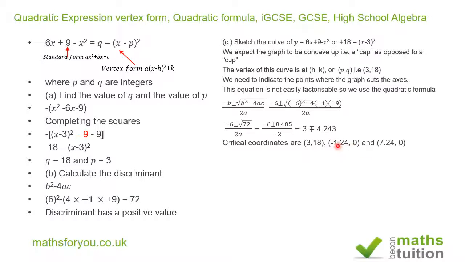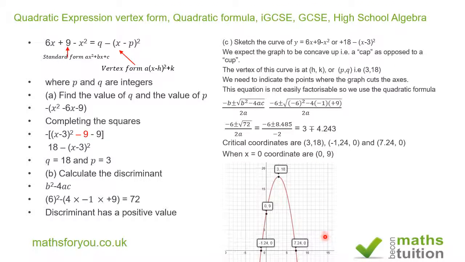Now we need to find one more critical point, and this is where the graph cuts the y-axis. When x is 0, y is 9. So the next critical point is the point 0, 9. So we've now got all our 4 critical points. Now we can sketch our graph, which must show 3, 18, minus 1.24, 7.24, and 0, 9. And this is our graph here. In the exam, you must write down these critical points: the vertex and where the curve cuts the axis.